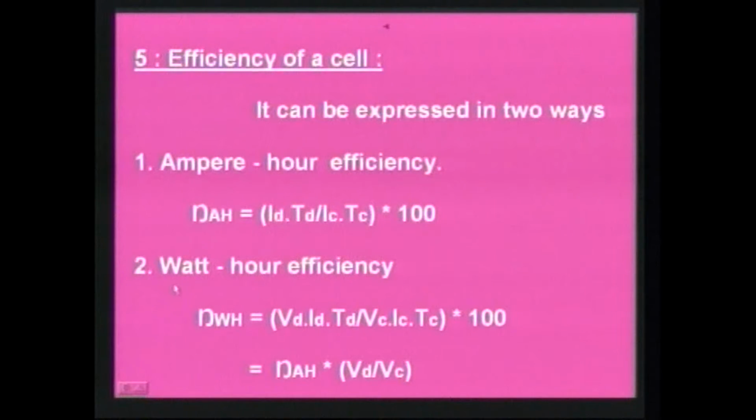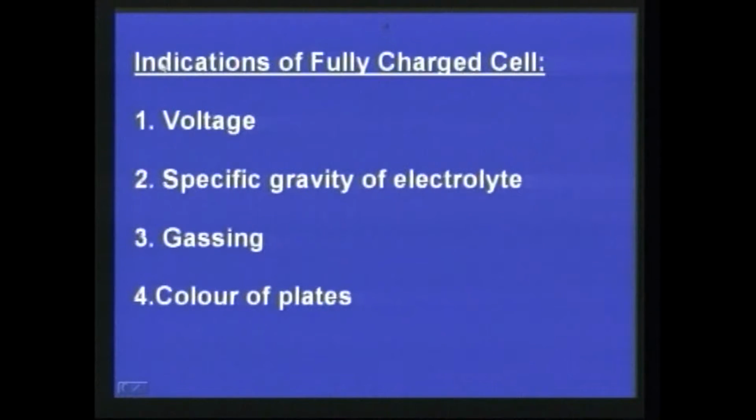Also, the watt hour efficiency can be expressed in terms of ampere hour efficiency. Here we see the watt hour efficiency is equal to ampere hour efficiency into VD by VC, where VD is the voltage during discharge and VC is the voltage during charging. Now we look into the indications of a fully charged cell.